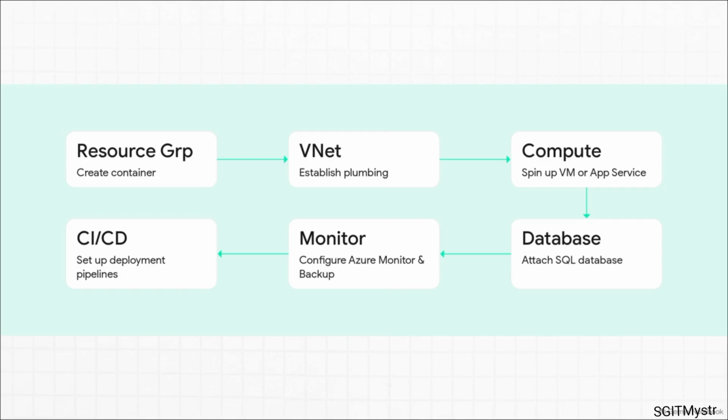You want to logically move from the outside in. First, create your resource group container to hold everything together. Next, lay down your virtual network plumbing before spinning up your compute layer to sit securely on top of it. Once your app is up and running, attach your data layer, protect the entire stack with Azure Monitor and Backup, and finally, set up your CI/CD pipelines to fully automate your code deployments.